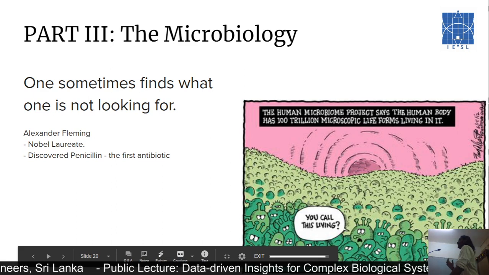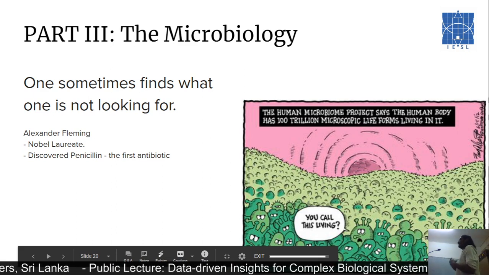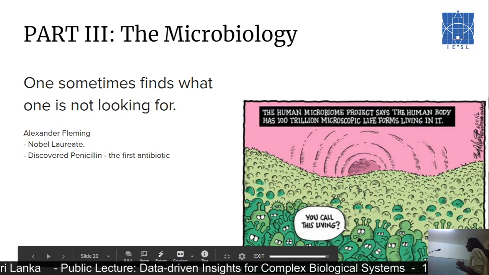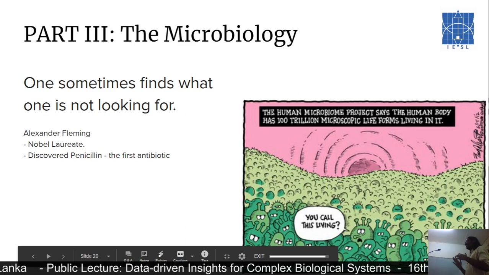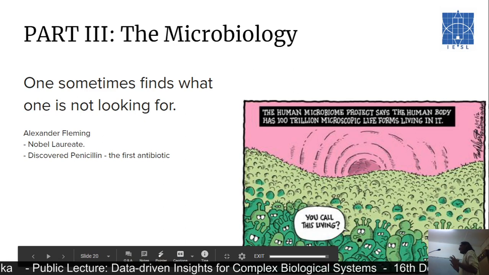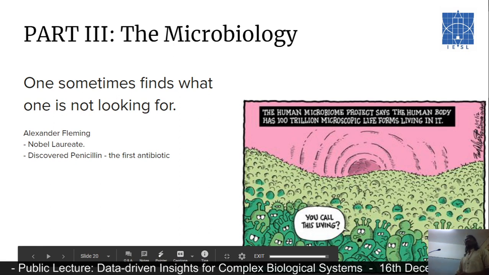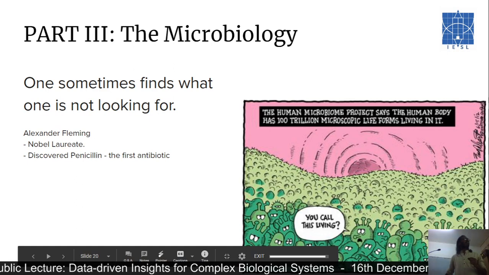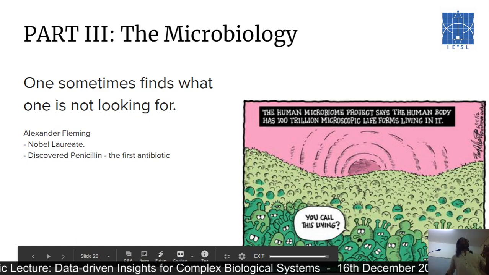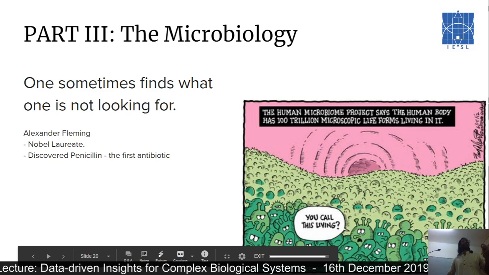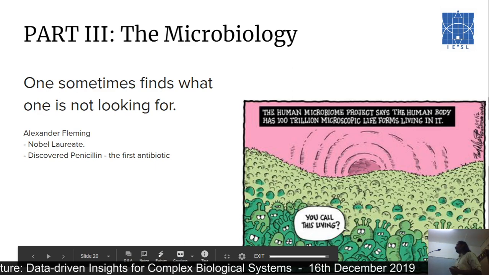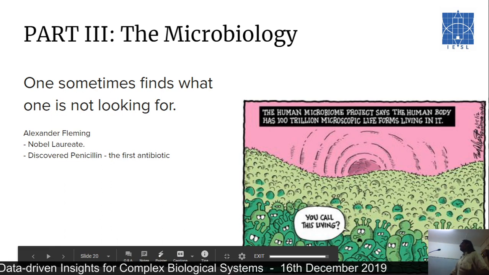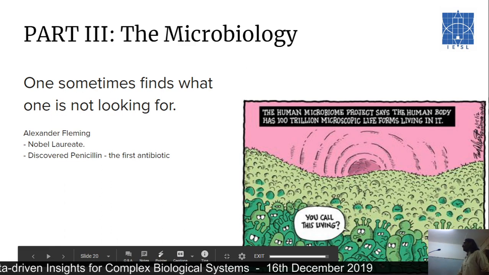And what did I say earlier? What if we can't see it, what shall we do? We have to look for a tool or a way to see that indirectly. So bacteria, for example, as this cartoon says, the Human Microbiome Project says the human body has 100 trillion microscopic life in us. So basically, in my body, there's 100 trillion bacterial beings.